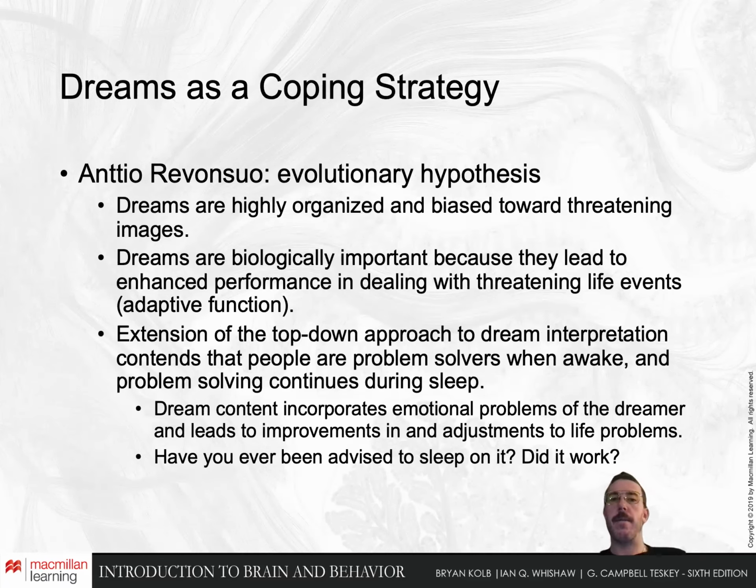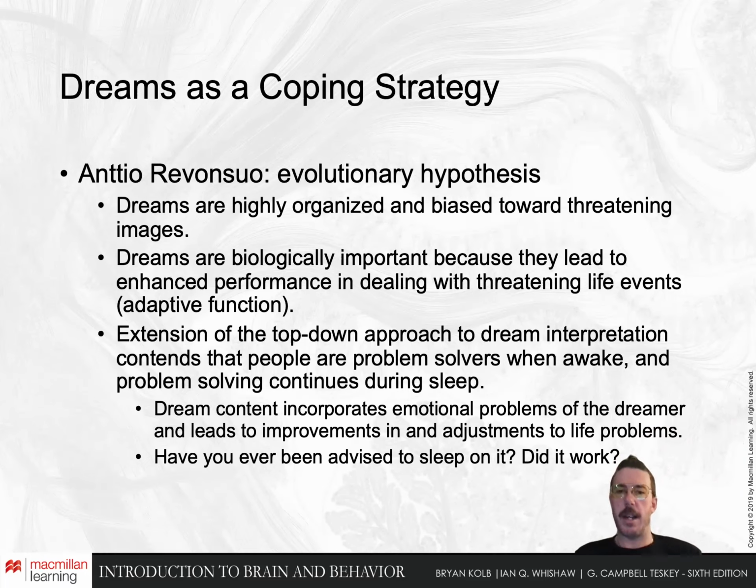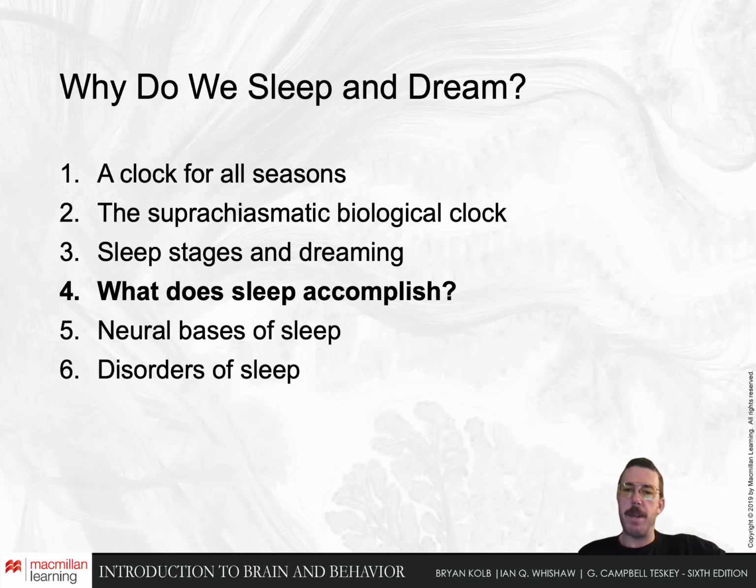Alternatively, Antti Revonsuo proposed that evolutionary idea that dreams are biased to help us deal with threats, and that they're useful because they lead to enhanced performance when we face those real threats in real life. So they're adaptive. But one idea is that we kind of experience all these problems that carry over into our dreams, and then we attempt throughout the night to solve them through interpreting the dreams in this top-down approach. So the content of the dream can incorporate emotional problems of the dreamer, and these can lead to improvements or adjustments. When you are working on a difficult decision, you can be advised to sleep on it, and often the decision can be easier to make after.